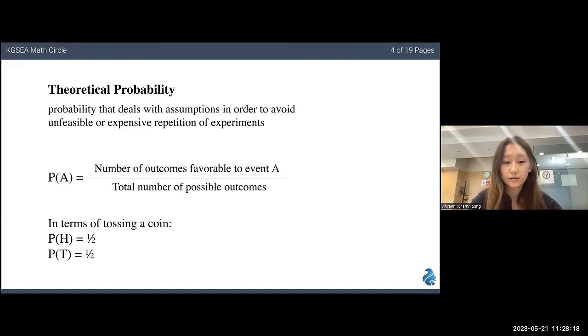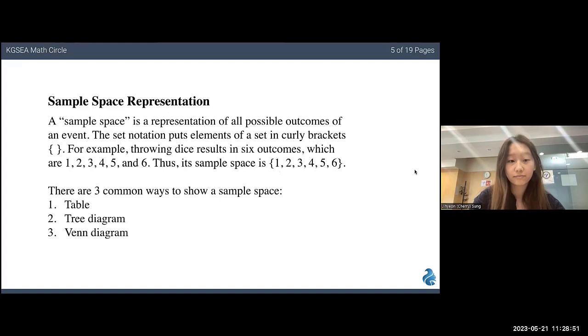The formula for this would be the number of outcomes favorable to event A out of the total number of possible outcomes. So the difference is that theoretical probability does not base the value on the number of experiments that you conduct, but instead on the number of possibilities that you can have. So when tossing a coin, there are 2 possibilities, a head and a tail. And since head is just 1 out of the 2 possibilities, the theoretical probability is 1 over 2. And this goes the same for the probability of tails.